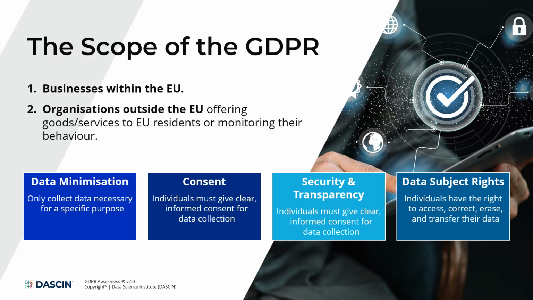To achieve its purpose, the GDPR enforces key requirements that all organizations must follow. These include data minimization, meaning only collecting necessary information; informed consent, ensuring individuals agree to data processing; and security and transparency, requiring organizations to protect data and clearly communicate how it will be used. Additionally, GDPR grants individuals powerful data subject rights, allowing them to access, modify, delete, or transfer their personal data. These regulations ensure that personal data is handled in a fair, transparent, and secure manner.